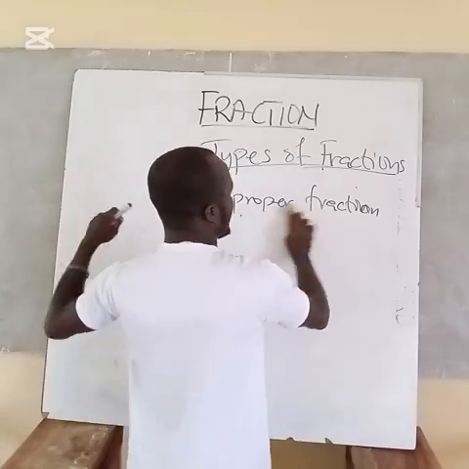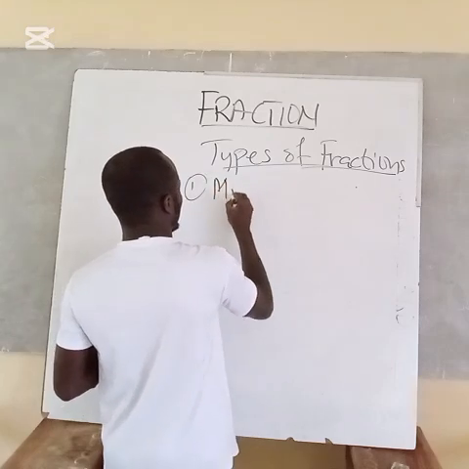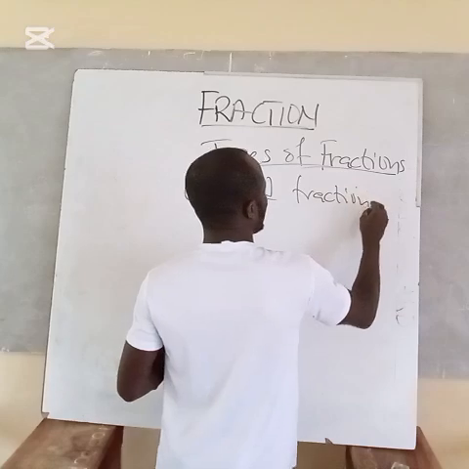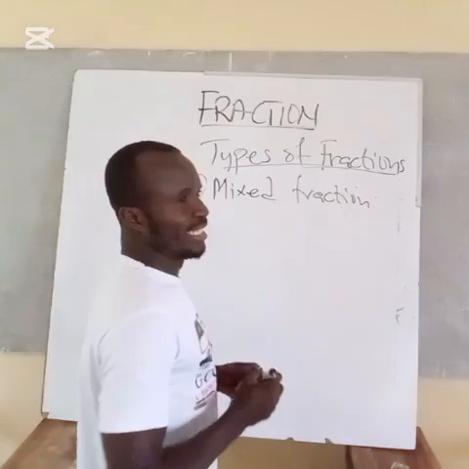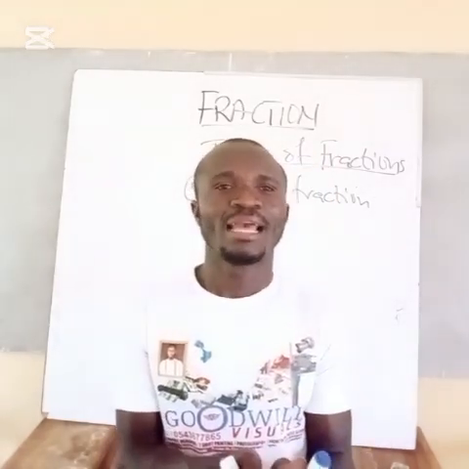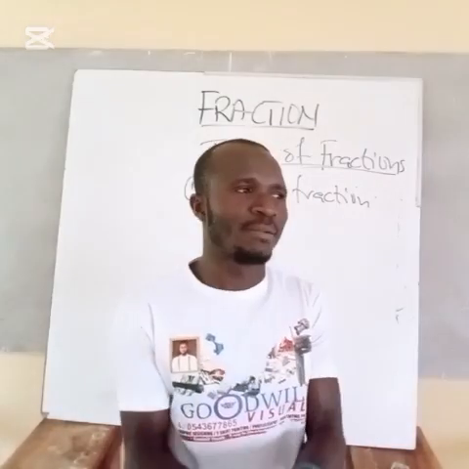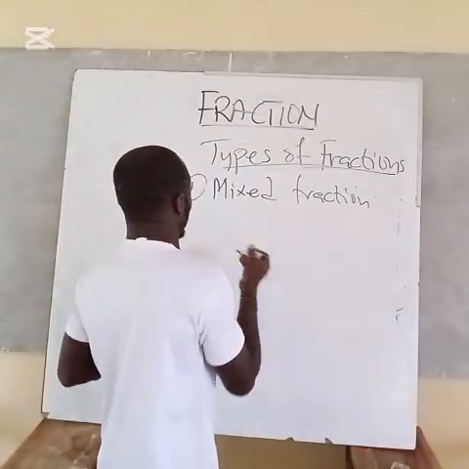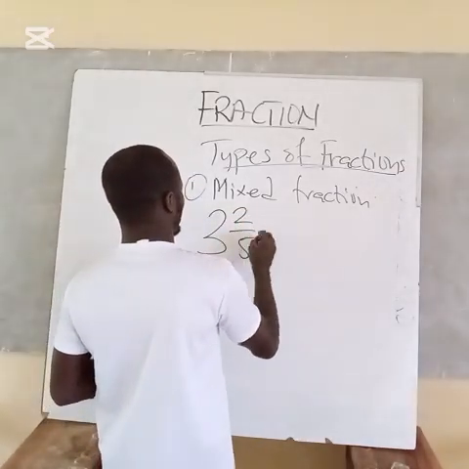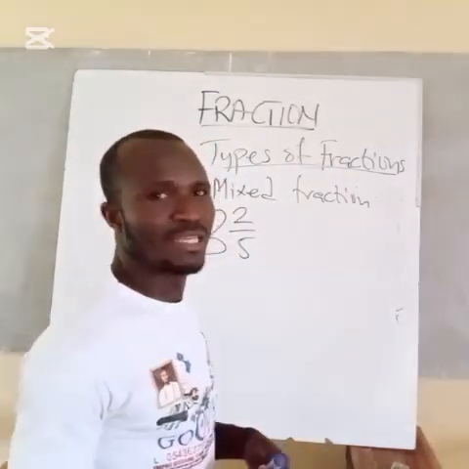Now let's go on to mixed fractions. With a mixed fraction, a whole number goes aside with the fraction. So, for example, 3 whole number 2/5 is a mixed fraction. This is an example of a mixed fraction.